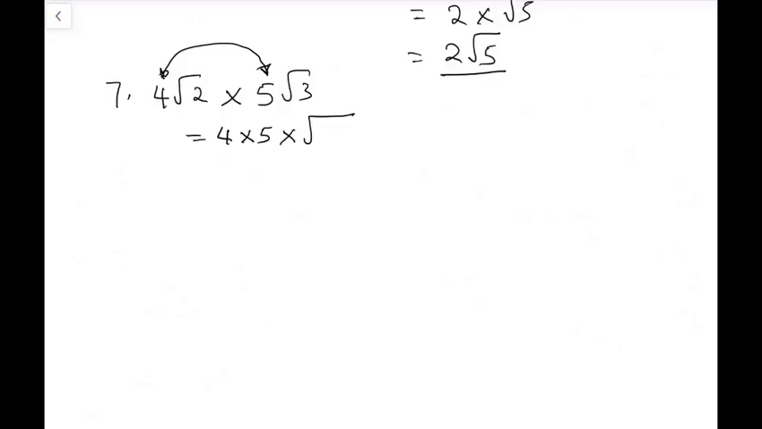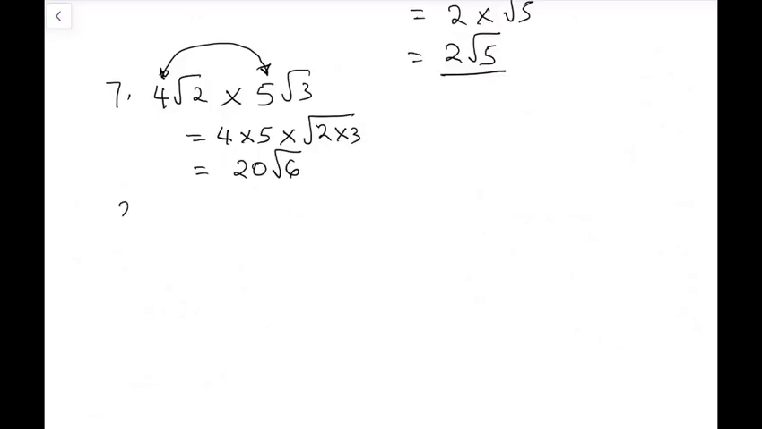Question number 7. So in question number 7, it looks a bit different. So we have 4 root 2 multiplied by 5 root 3. So to solve this, we can bring out these two coefficients outside and say 4 times 5. And then these two irrational numbers can be put together. And we have 20 root 6. So that is how we multiply surds when we have them in this format.